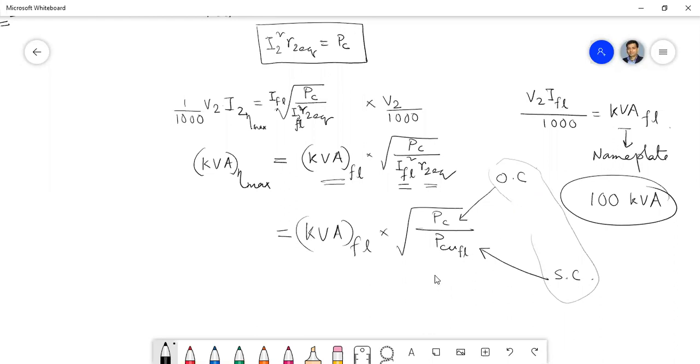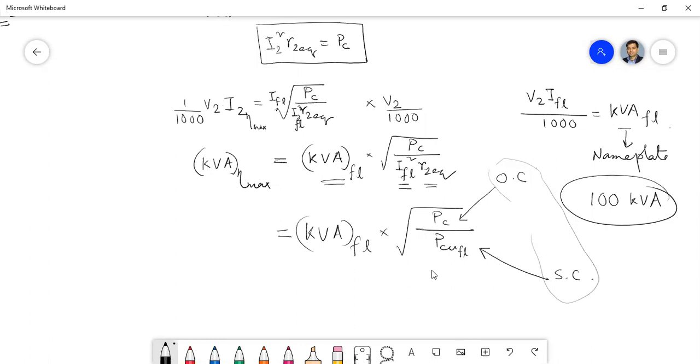So have you understood this point? So we'll discuss the transformer up to this only, then we'll start the rotating machines. So have you understood the losses and efficiency part of a transformer? Yes, sir. Okay.